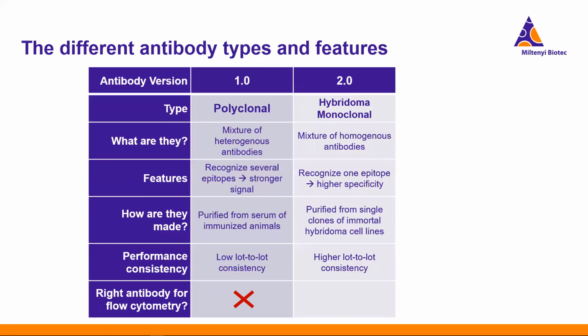So monoclonals, version 2.0, this is a mixture of homogeneous antibodies. They recognize a single epitope for a very high degree of specificity, and they can be more consistent. But again, we're looking at a mix of heavy and light chains, and this can contribute to problems with reproducibility. So you can see that the natural progression is here to improve upon antibodies as a tool for research, to create something with a defined content.